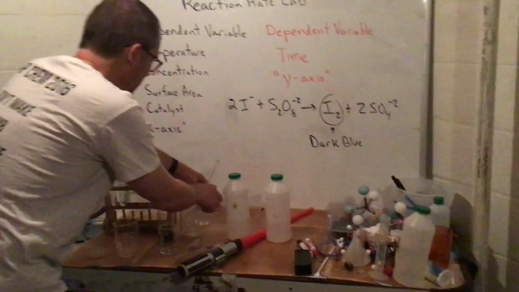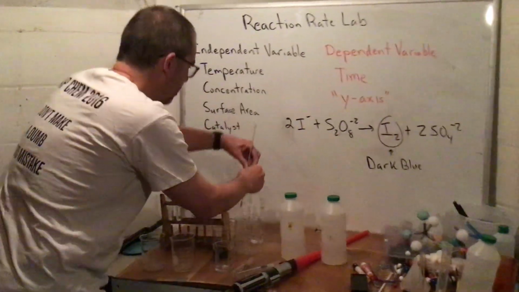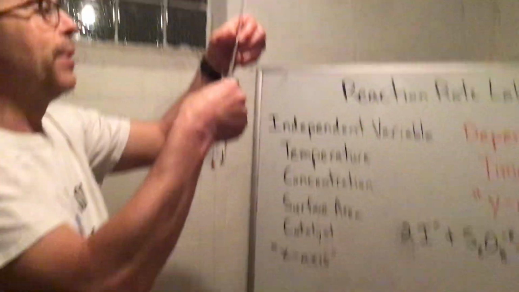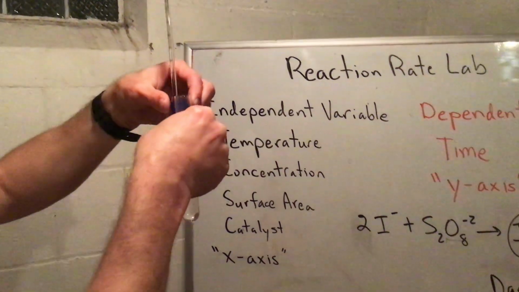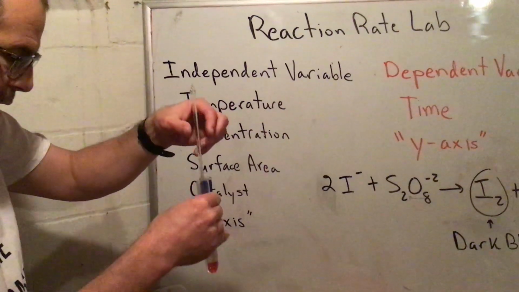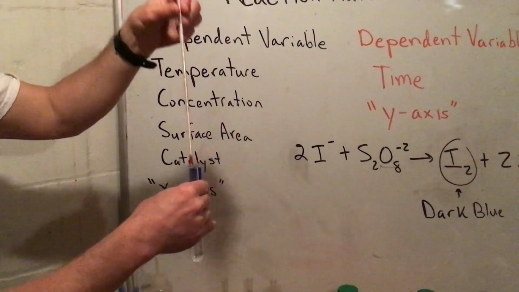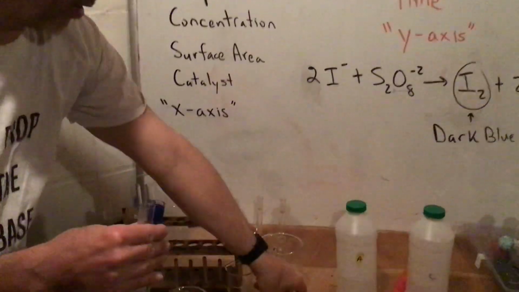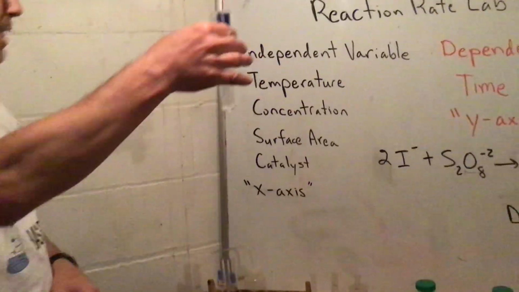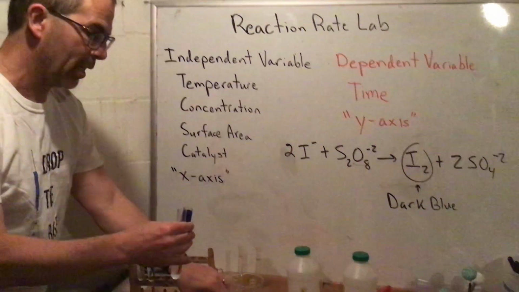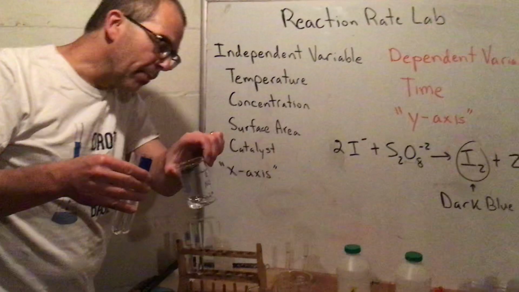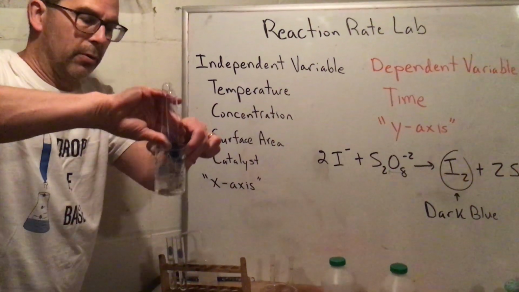Now I have some things that I just heated up. This has been a little bit hotter, about 39 degrees Celsius right now. What I'm going to do is dump these two things together right here. It looks like I have the same amounts of each reactant. Everything's the same, except I'm changing one thing, and that's the temperature. I'm going to dump it in right now.